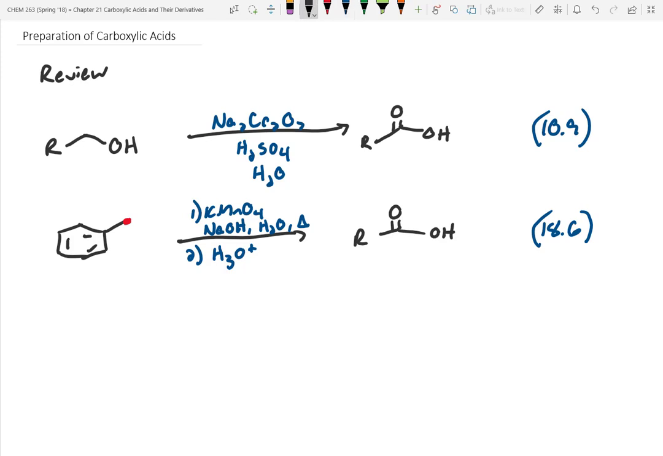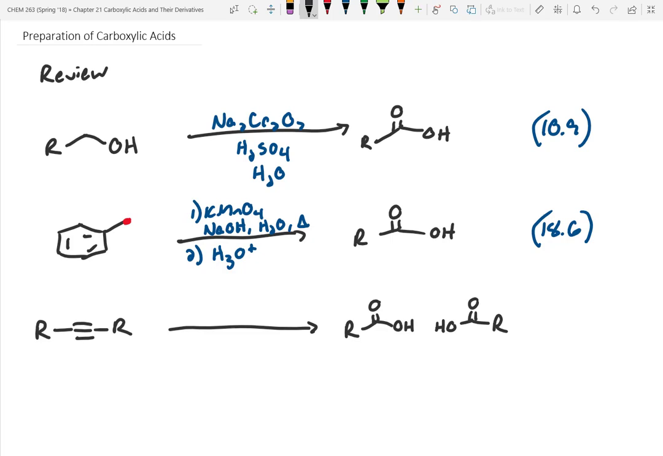All right, again, going back to second term, we saw we can make carboxylic acids from alkenes. Specifically, you can make 2 carboxylic acids. So if those R groups are different, you can make 2 different ones. If they're the same, you're going to get 2 identical ones.